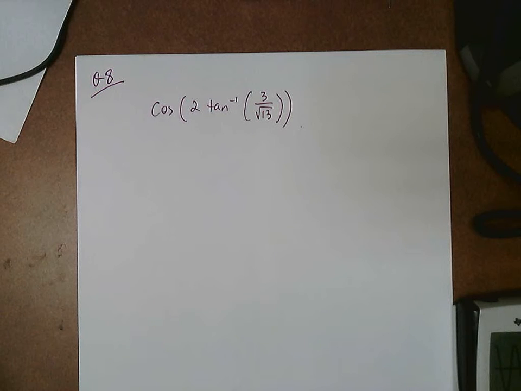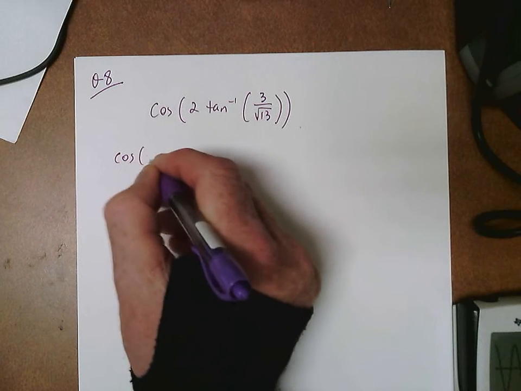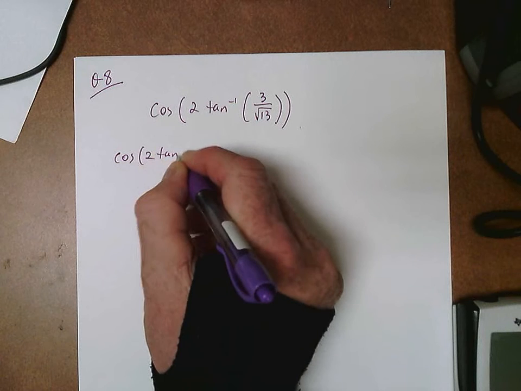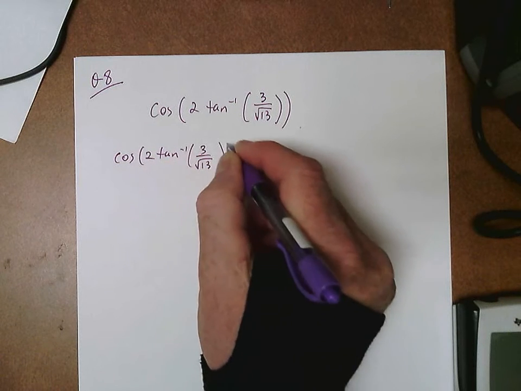Okay, so now we're at question 8, and this is probably the most challenging of all of the questions. But these questions are answered all the same way. So the first thing to do is, and the question tells you to use the double angle identity. So you want, in this case, cosine 2 theta. So cosine 2 tan inverse of 3 over root 13.